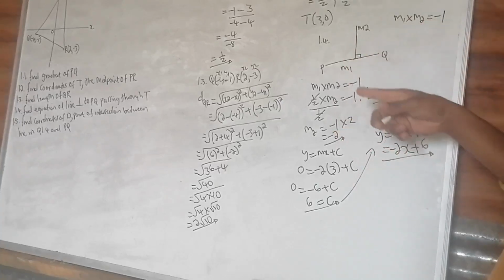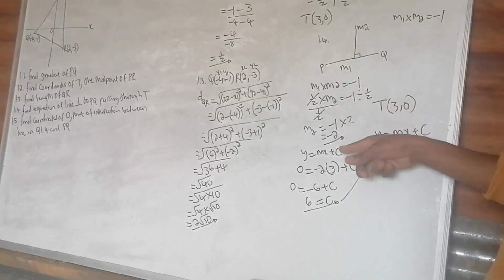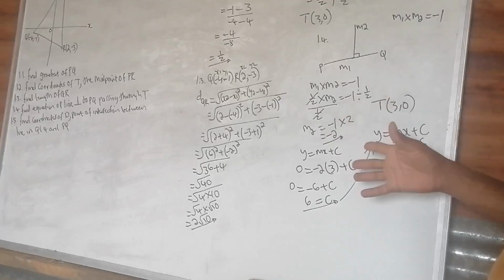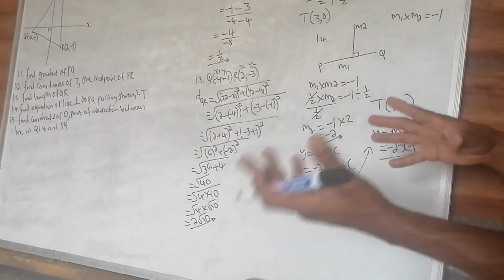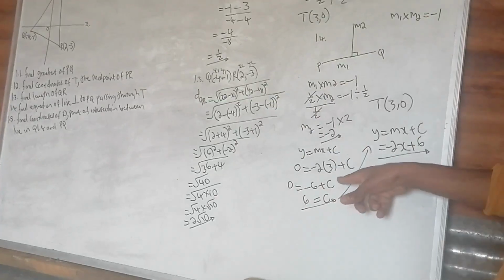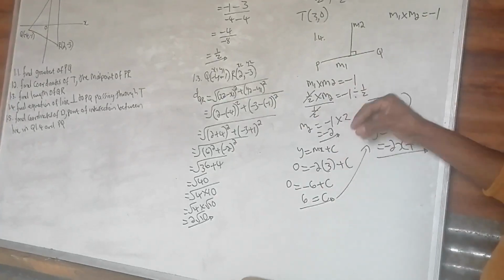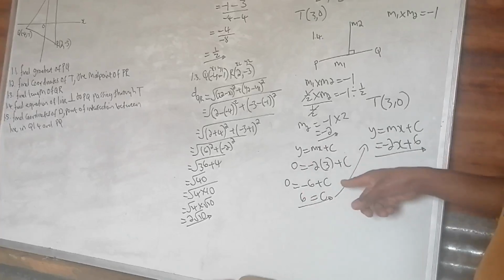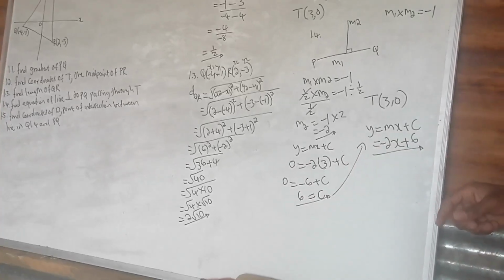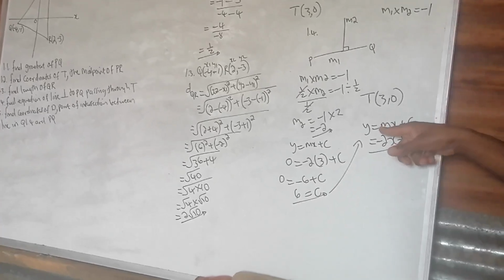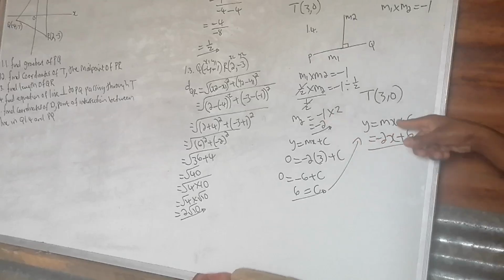You find the gradient M2, which way it is passing through T, then substitute that point T in your straight line equation y equals mx plus c, where x is 3 and y is 0, the coordinates of T. So you find the value of c. Once you know c, write the equation y equals mx plus c, substituting the gradient negative 2 with x, then the value of c. Then you are done. That is the equation of a line that is perpendicular to PQ passing through T. When you have done that, you are done.